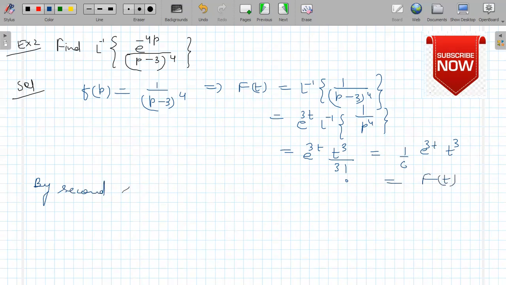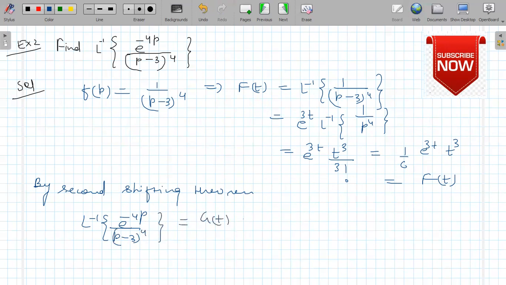Okay. So by second shifting theorem, Laplace inverse of e raised to the power minus 4p upon (p minus 3) raised to the power 4 is equal to g(t), which is equal to, we replace t by t minus 4, that is 1 upon 6 e raised to the power 3(t minus 4) times (t minus 4) cubed, for t greater than 4 and 0 for t less than 4. Okay.